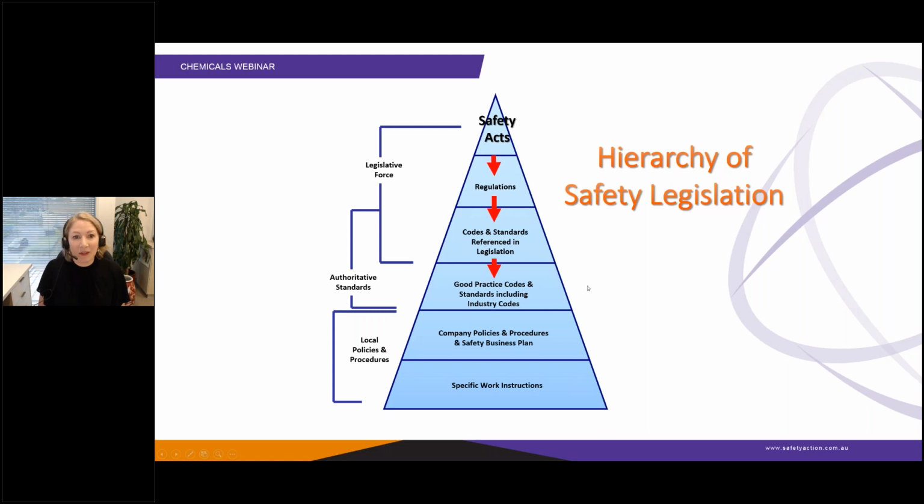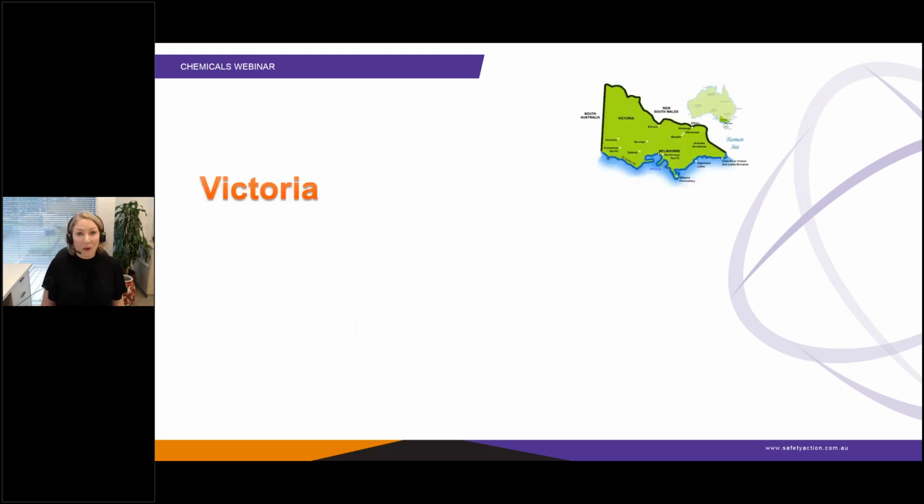For example, codes of practice or compliance codes that tell you how to meet your obligations under the Safety Act or regulations. There's also many, in fact, hundreds of Australian standards for chemicals. And you may also have company policies and procedures. And this diagram just shows you how they all fit together. So let me tell you specifically what the names of the safety legislations are called in some of the states. We'll start in Victoria because that's where I live and work.